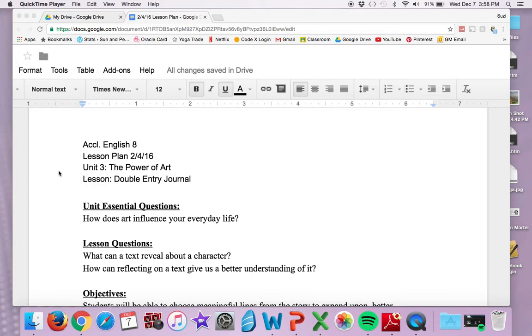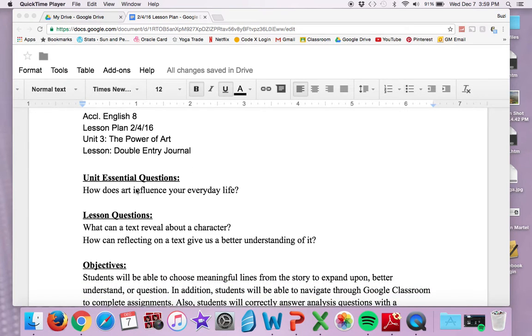What a double entry journal is pretty much just having students interact with what they read. That means as they read, they're picking out quotes, lines, details, parts from a story that stick out to them, and then they are commenting on it, or they're analyzing it, or they're asking a question that allows them to dive deeper into the meaning of the text, not just staying on the surface level, but really digging deep into a text to try to understand it on a different level. So that will be what we're doing today.